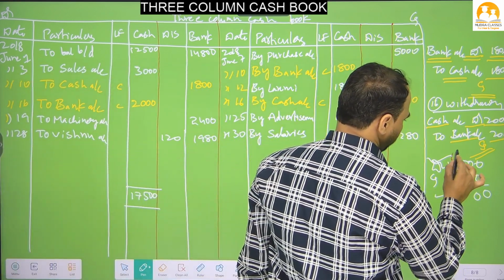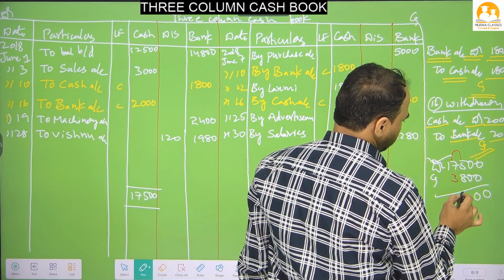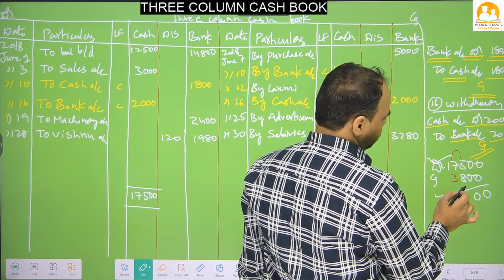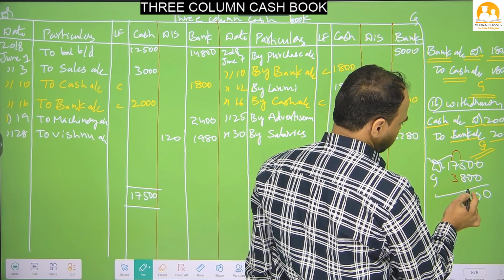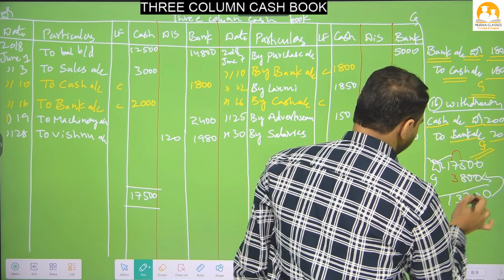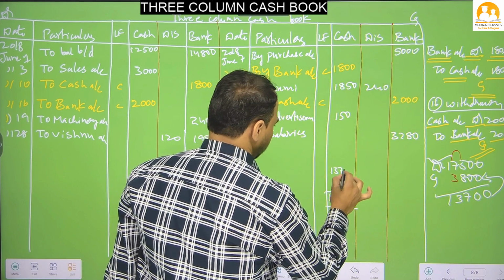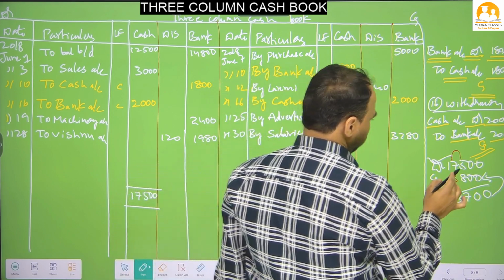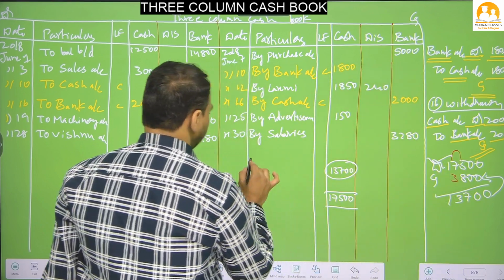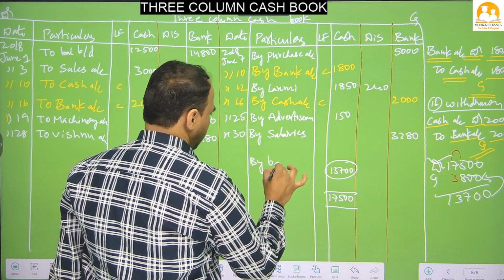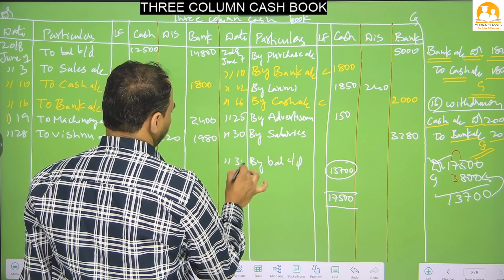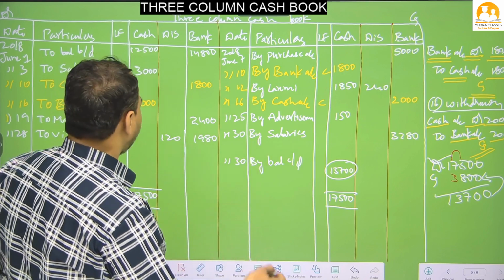0, 0. 15 minus 8, how much beta? 5 minus 8 we cannot do. 15 minus 8, 7. Okay, 6 minus 3, 3. So 13,700 write on credit side. Similarly, this is called closing balance, by balance carried down, and whatever date given, the date we have to write. Last date in the month, June 30. Okay, see the next, bank also we have to close now.